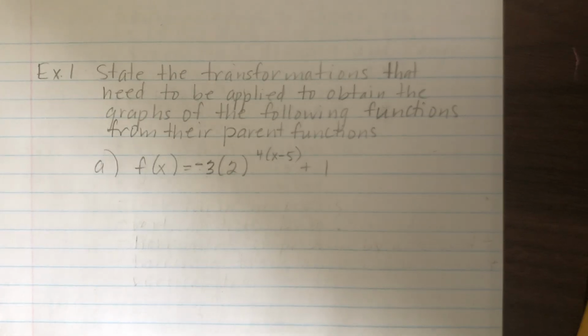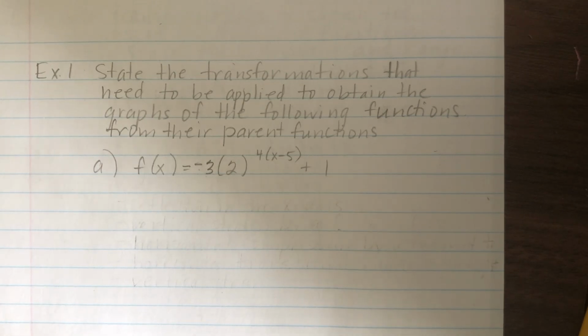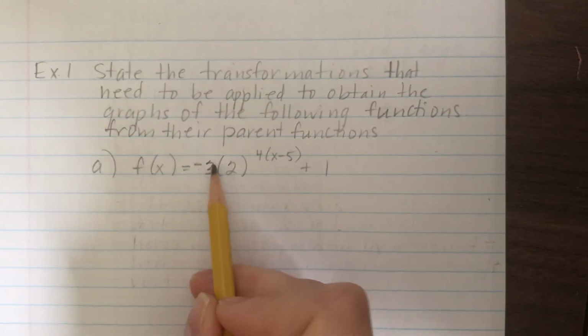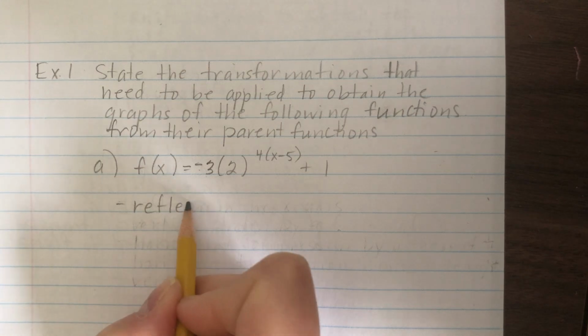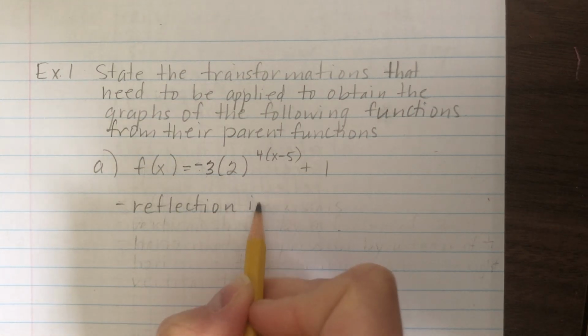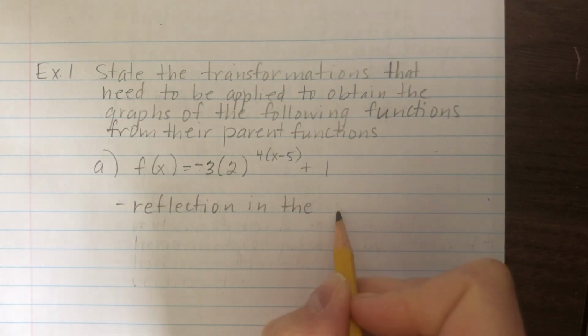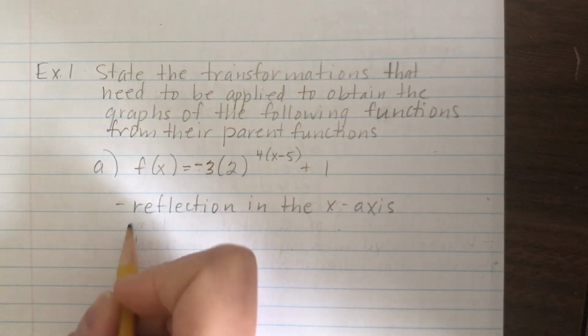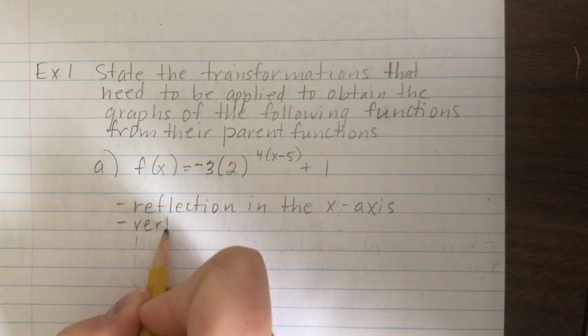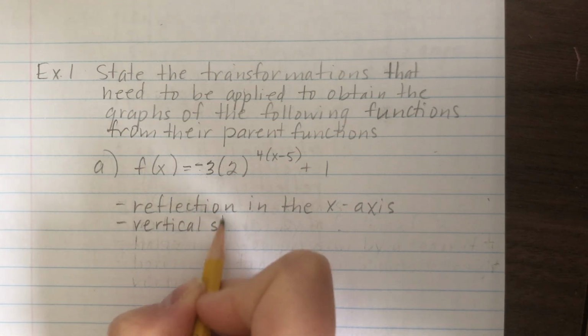In this example, we're asked to state the transformations that are needed to be applied to obtain the graphs of the following functions from their parent functions. So in part A, we see that -3 is taking the place of A. Because it's negative, we have a reflection in the x-axis. And then the 3, since it's greater than 1, it represents a vertical stretch by a factor of 3.